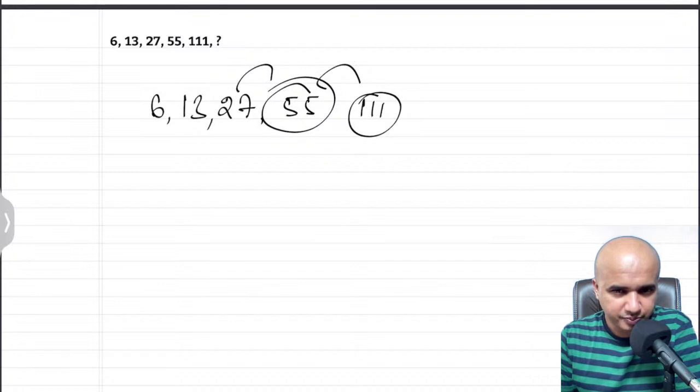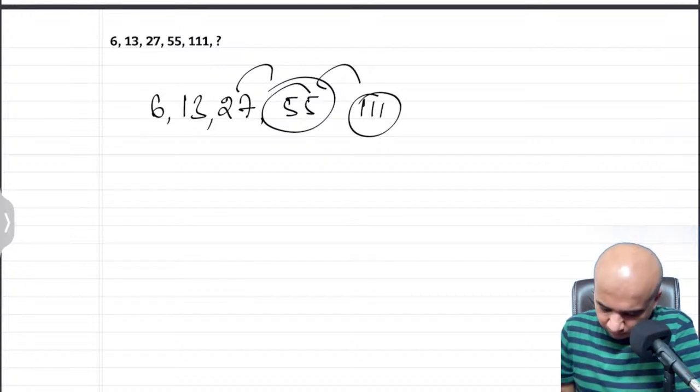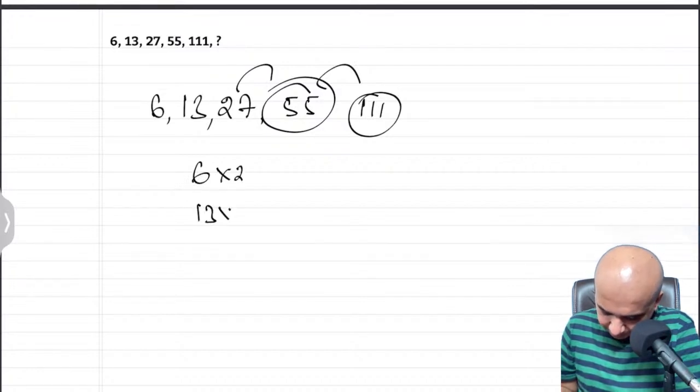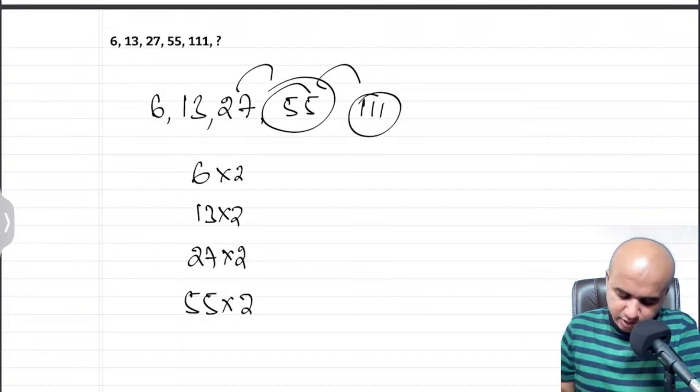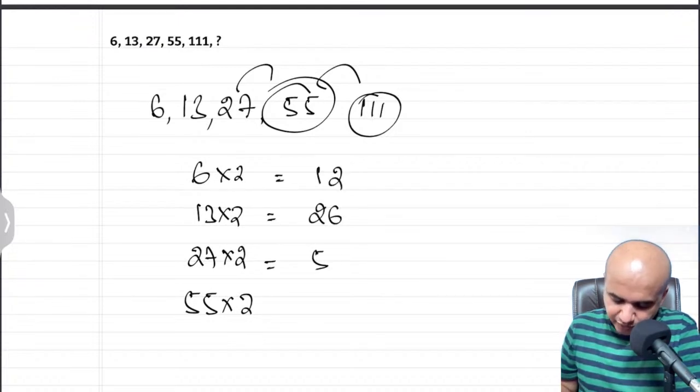So now, how are they getting these numbers? See, if you look at the sequence, what is the double of 6? What is the double of 13? What is twice of 27? What is twice of 55? So 6 2s are 12, 13 2s are 26, 27 2s are 54, 55 2s are 110.